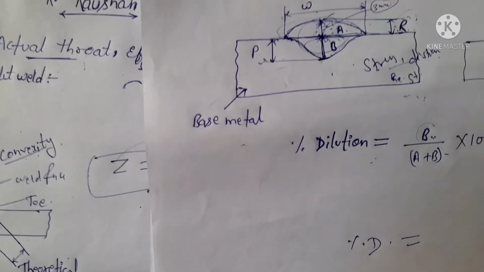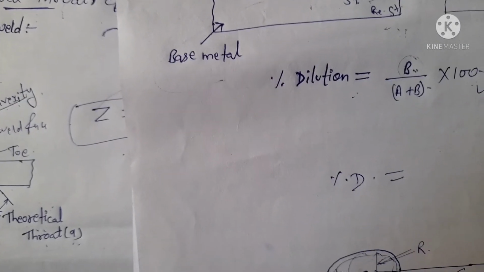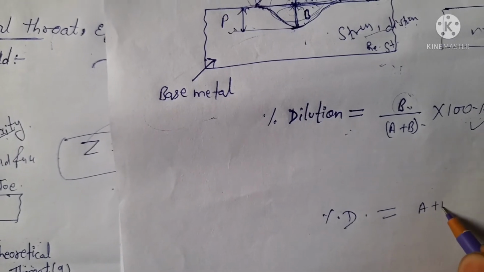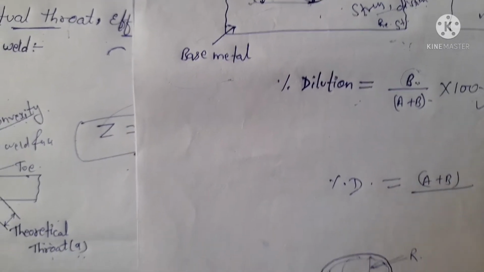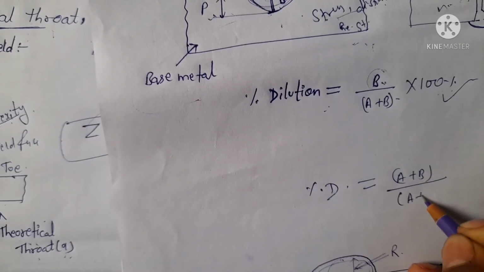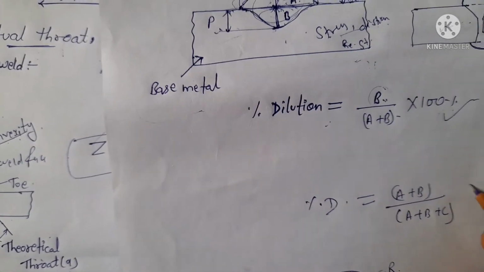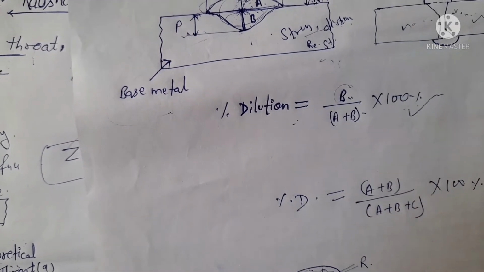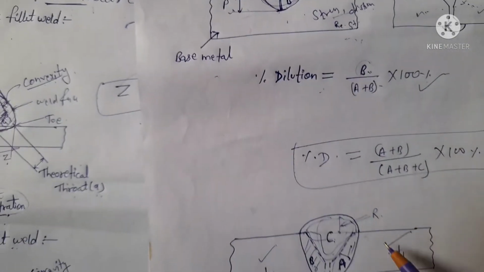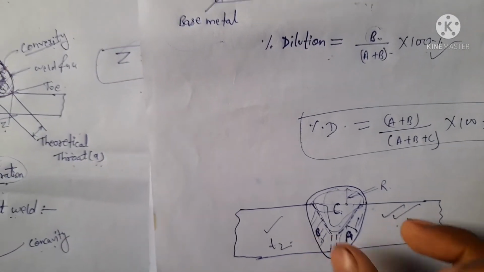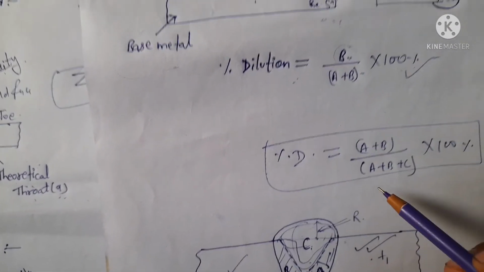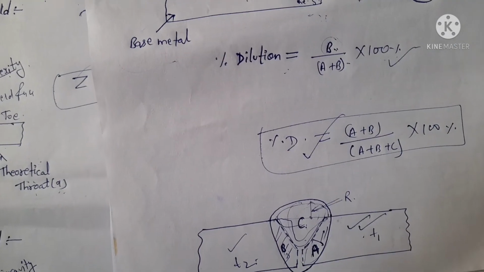So what is the percentage dilution? It is the ratio of the volume of molten base metal, A plus B, divided by the total volume, A plus B plus C, multiplied by 100. This is the percentage dilution. That means if the plates are dissimilar, then how much molten metal is melted is calculated here. So thank you.